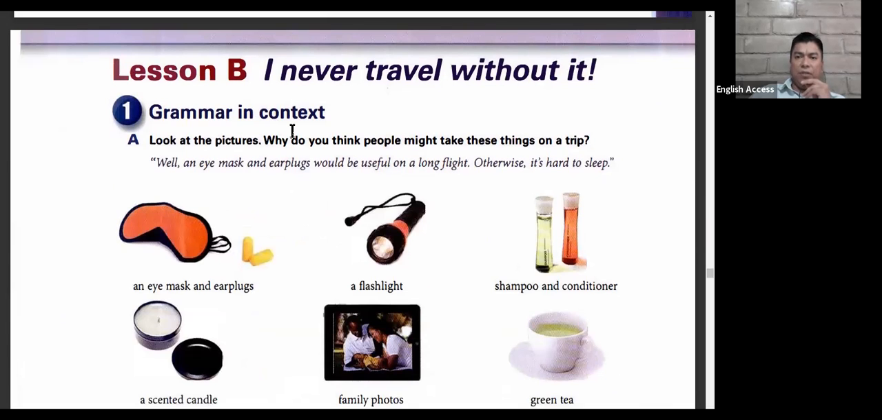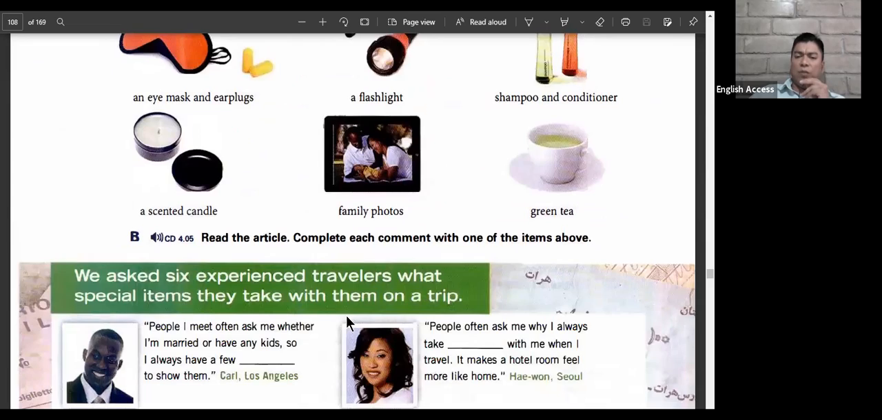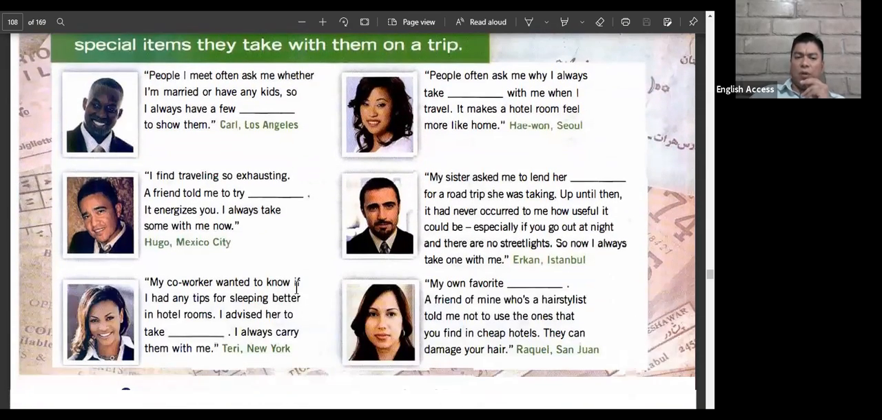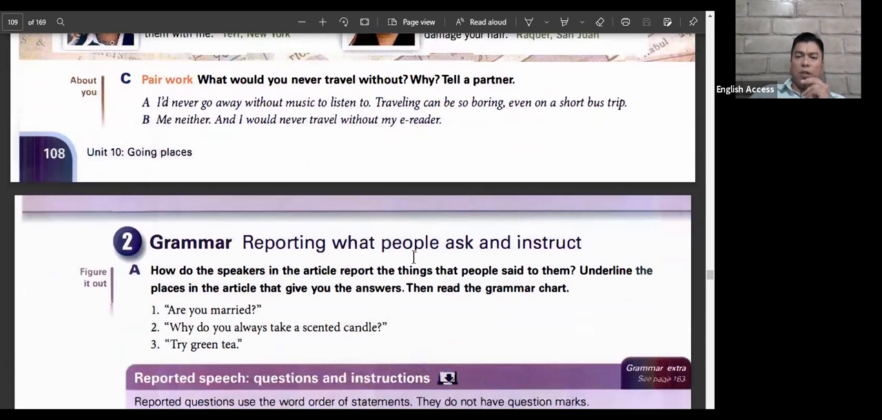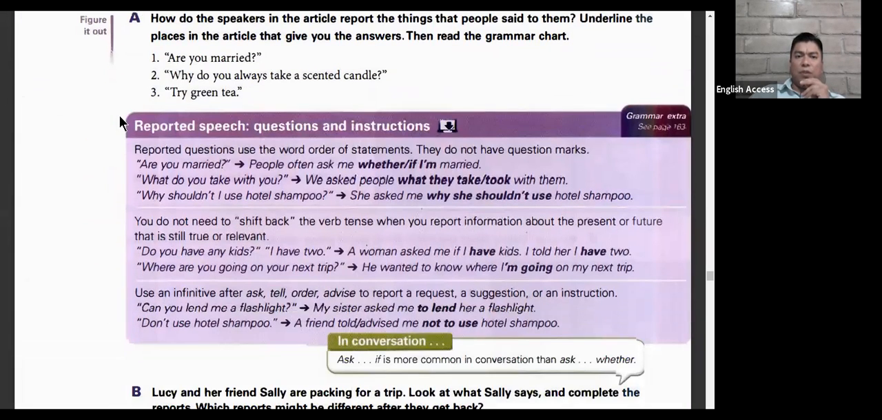Lesson B, I never travel without it. We talk about some things to take on a trip, like an eye mask, a flashlight, and stuff. These are only some examples. And with these examples, what we saw was reporting what people ask and instruct. But what is instruct? An instruction. When you report a question or an instruction, for example, instead of a comment, now we have a question.